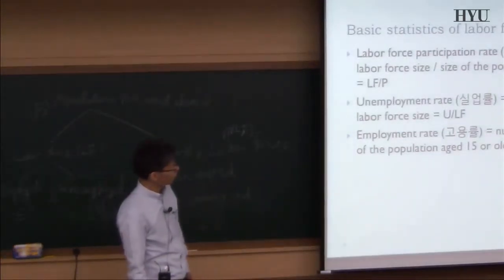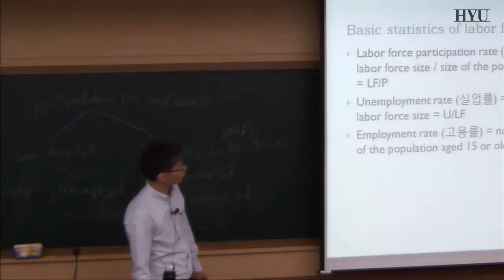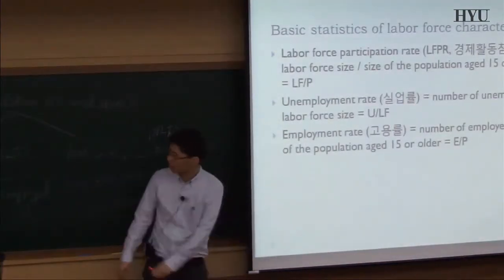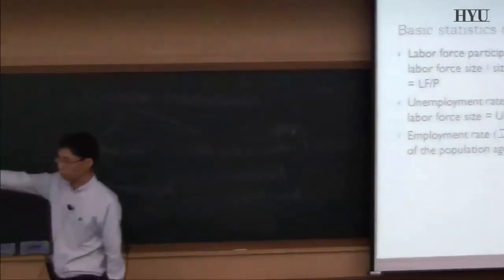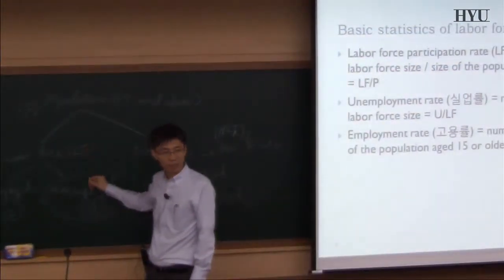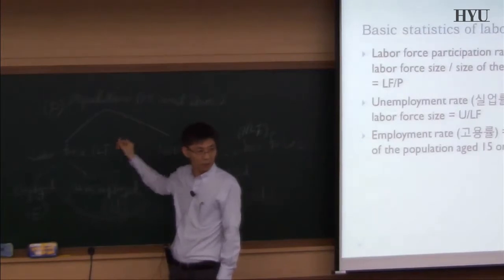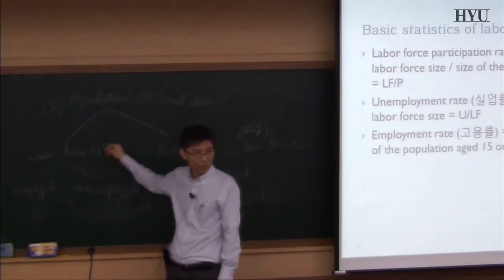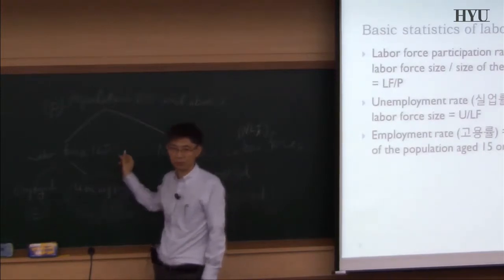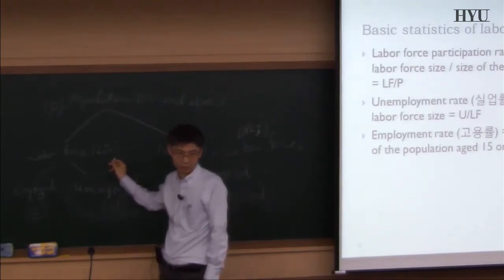Second, the unemployment rate, you hear about it very often in newspapers. Unemployment rate, U divided by LF. U divided by LF. Okay? It's not U divided by P. It's U divided by LF. Okay? So the denominator, be careful. It's not P, it's LF.